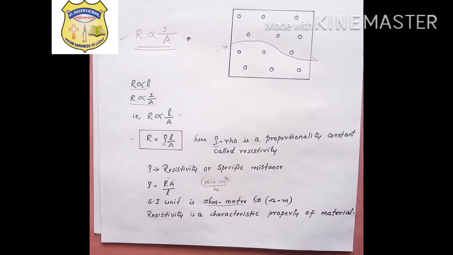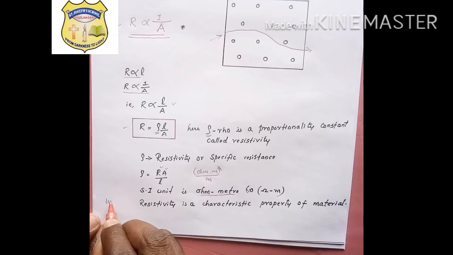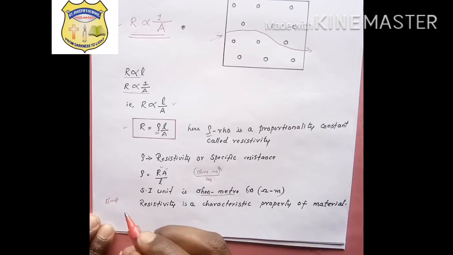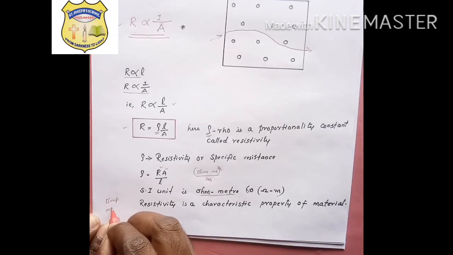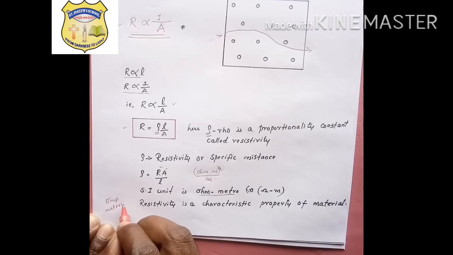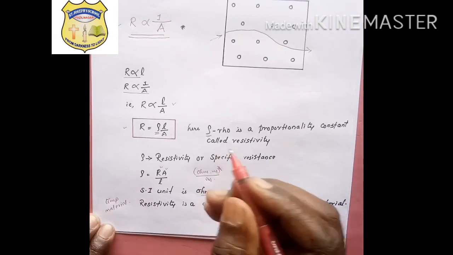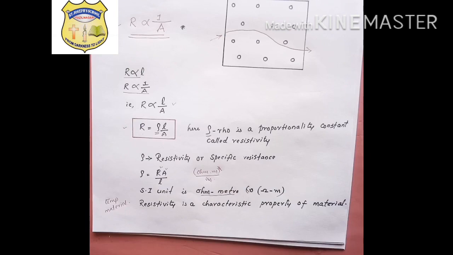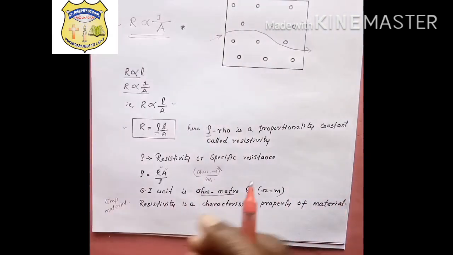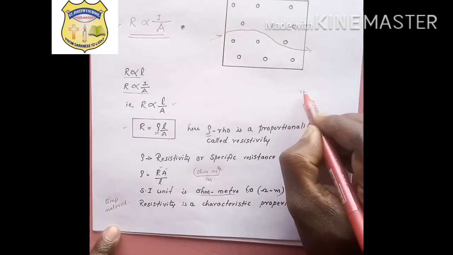What are the factors which depend on resistance and resistivity? What are the factors which depend on resistivity? Resistivity depends on temperature and material only. And what are the factors which depend on resistance?